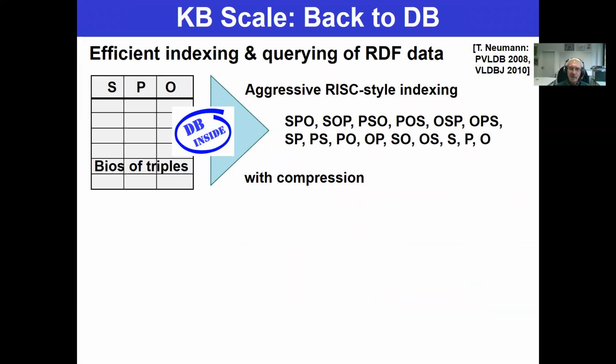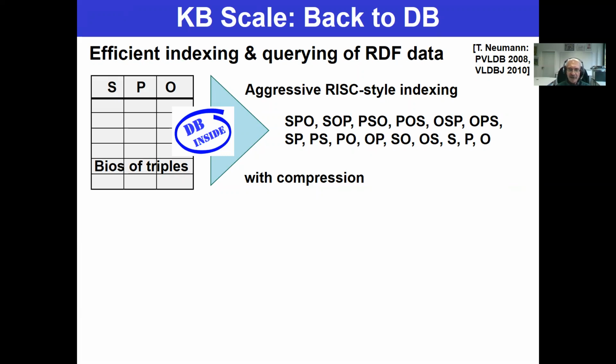And our own group was actually concerned with this 10 years ago when Thomas Neumann was a member of our team. So we looked at how to efficiently index and query the knowledge-based content, which is typically represented in the form of these subject, predicate, object triples, following the RDF data model. Thomas came up with this very cool idea that we would aggressively index the single table by having indexes on all kinds of permutations of the subject, predicate, object components, including indexes on the projections.